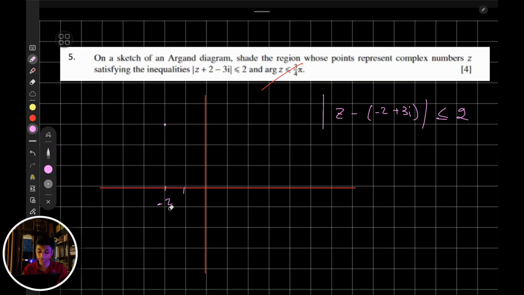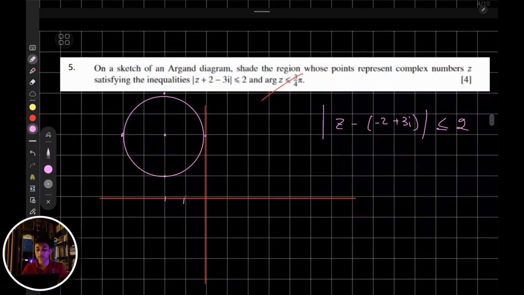So if you know that, now what do you do? They are telling you that the distance between this and this is always going to be less than or equal to 2. So if that is the case, the circle will have a radius of 2. Draw the circle. Great. So now you have the circle. Now they're telling you that z is in a position where the radius is less than 2. So z is anywhere over here.